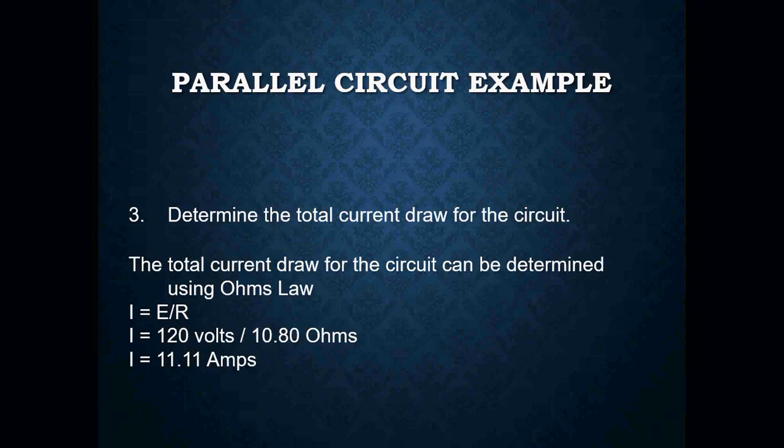So to determine the current draw of that circuit, we now have to take that number that we just calculated, the 10.80, and plug it into our Ohm's Law formula of I equals E divided by R. So that's 120 volts divided by 10.80. We come up with 11.11 amps for the total current draw of that circuit.